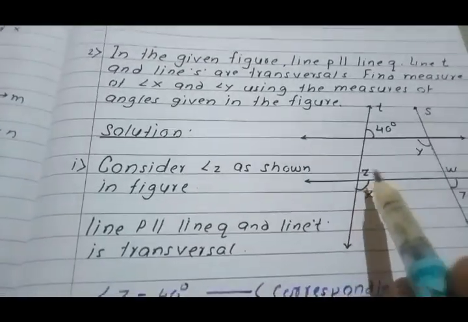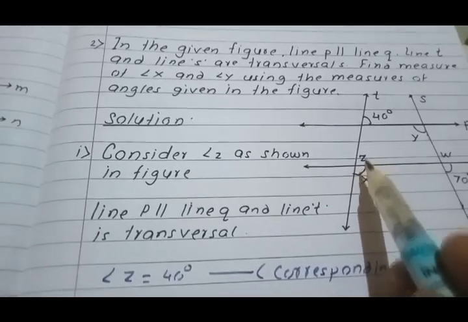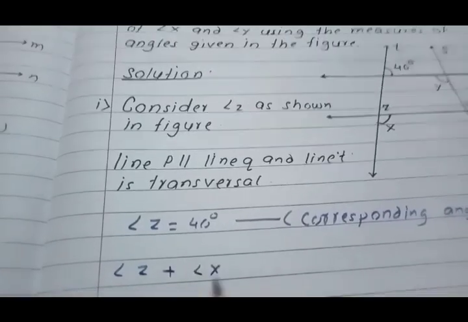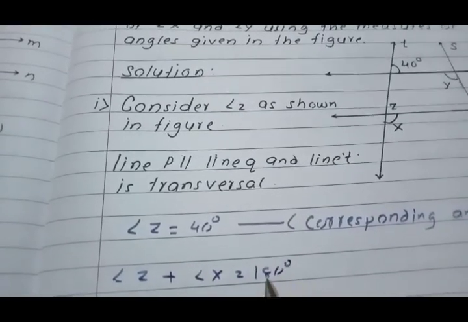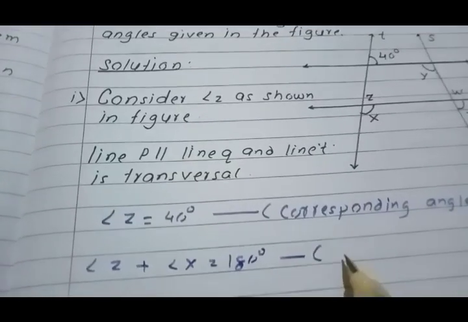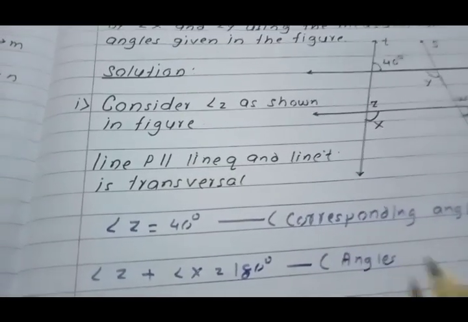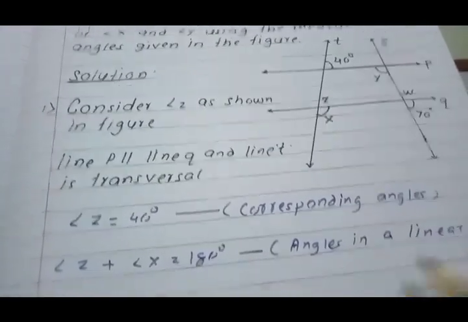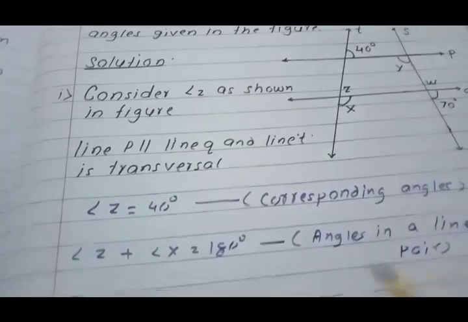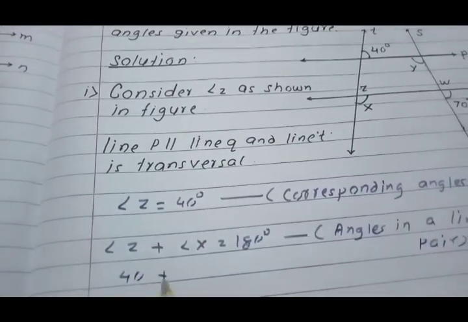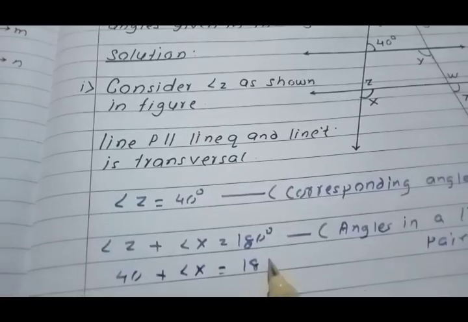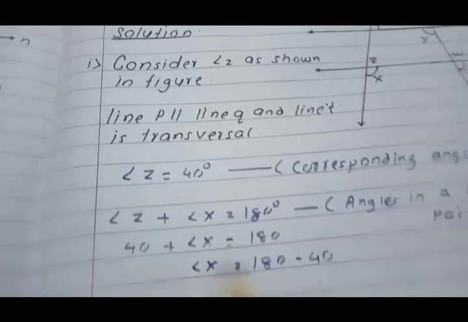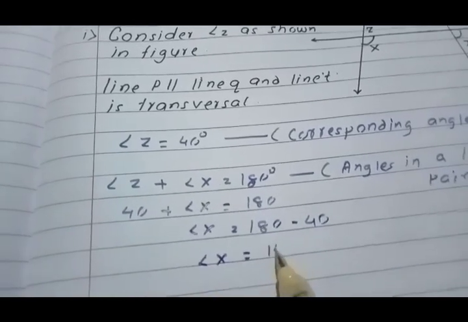Then here angle Z plus angle X equal to 180 because angles in a linear pair. Angle Z plus angle X equal to 180 degree. Reason: angles in a linear pair. Z 40 plus angle X equal to 180. So angle X equal to 180 minus 40. So angle X equal to 140 degree.